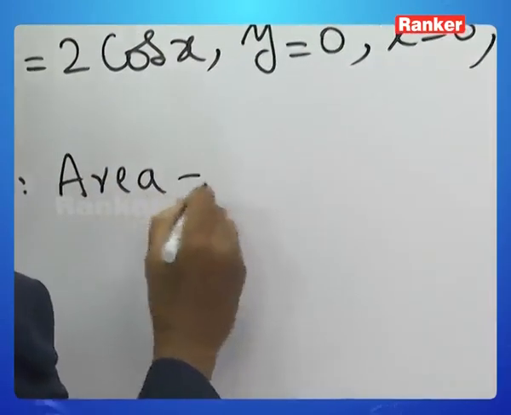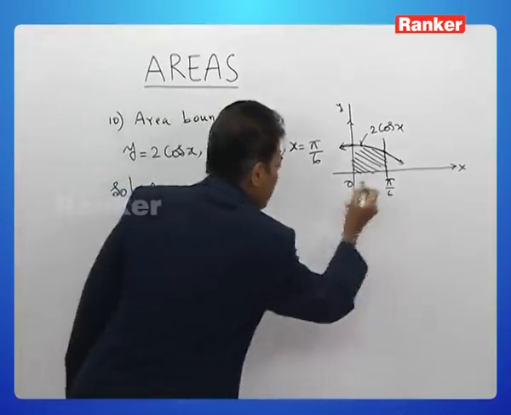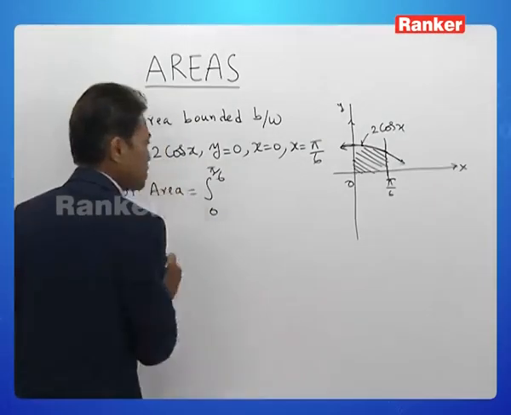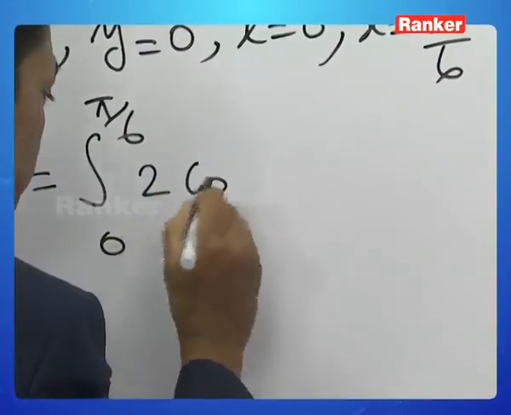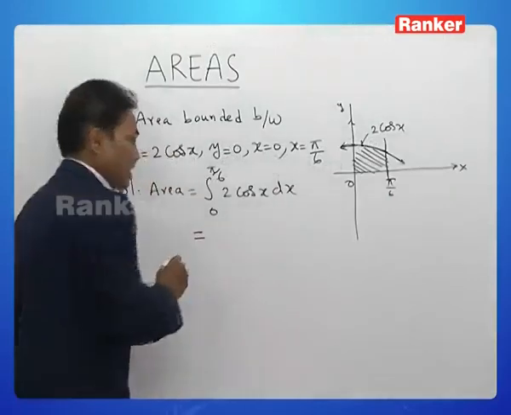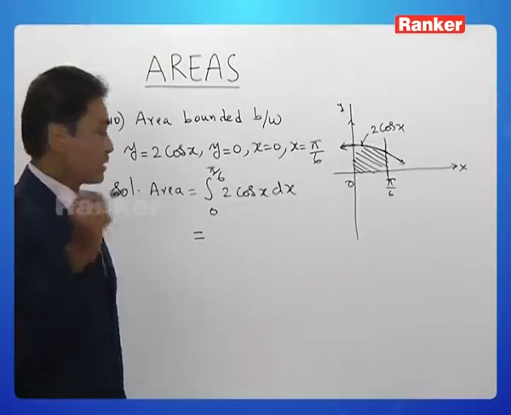Required area, integration 0 to pi by 6 of 2 cos x. What is cos x integration? Sin x.